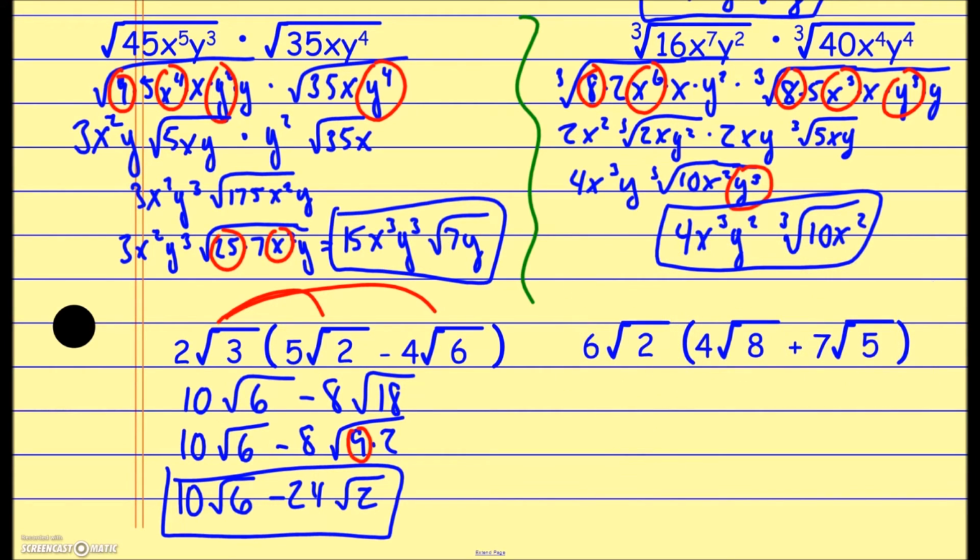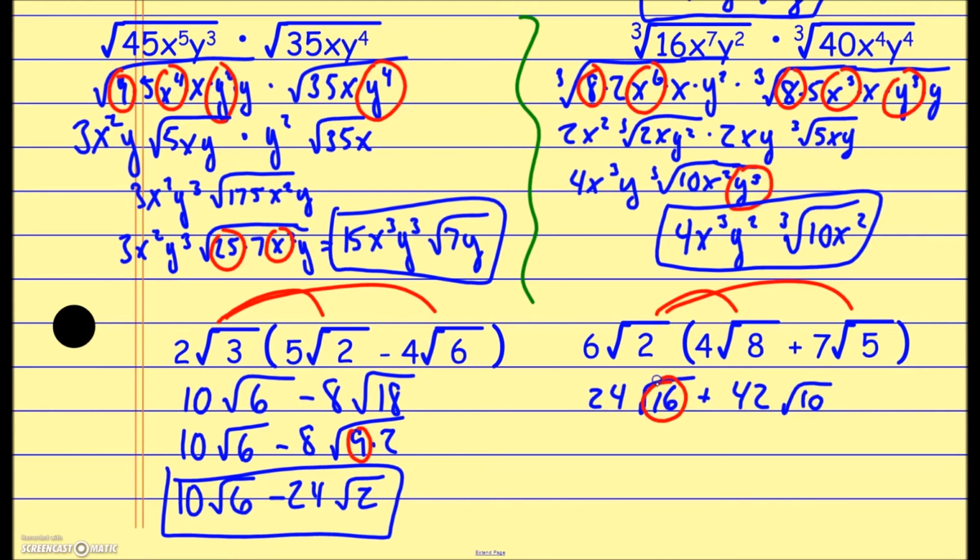And then when I look at this last one, again, using my distributive property here, so I'm going to distribute this guy. And again, outside times outside, that gives me a 24. Inside times inside, that gives me a 16. On the next one, outside times outside gives me the 42. Inside times inside gives me the 10. And now I just simplify.